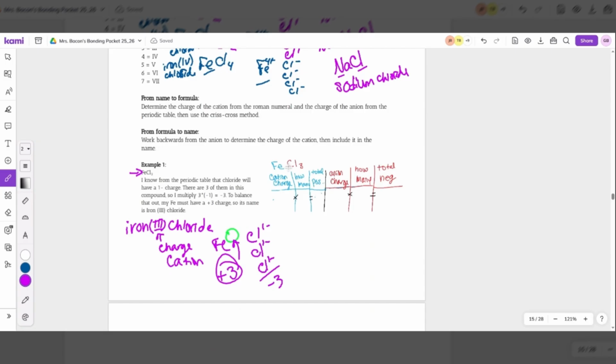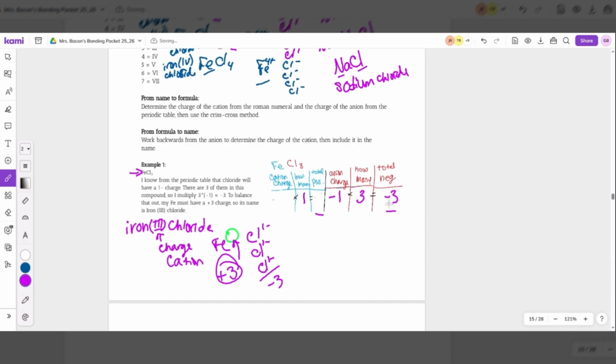So I have 1 iron and I have 3 chlorides. And I need this to equal this. So then I'm saying, okay, what's the charge on my anion? That's my Cl. It's a Cl1 minus, which I figured out with the periodic table. So this is going to be a -1. That means over here on the right, my total negative charge is -3.